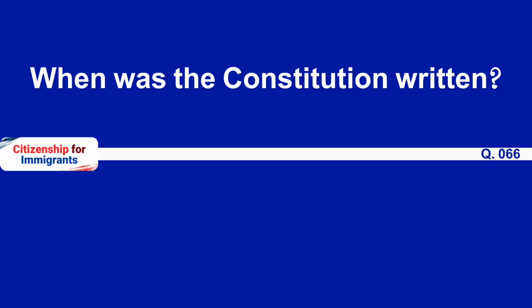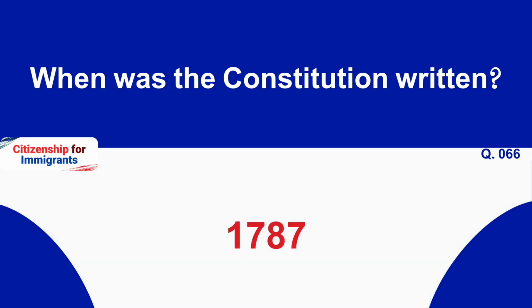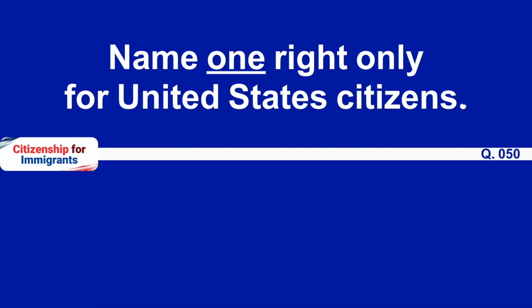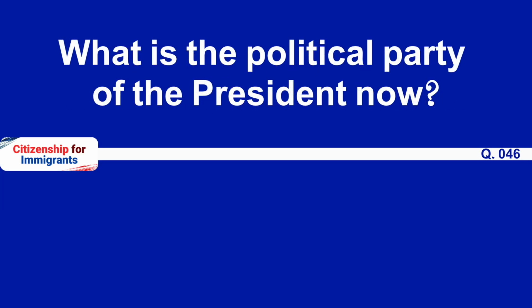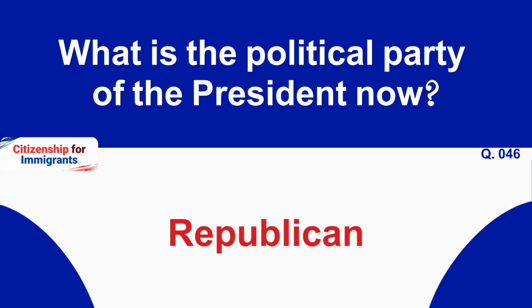When was the Constitution written? 1787. Name one right only for United States citizens. Vote in a federal election. What is the political party of the president now? Republican.